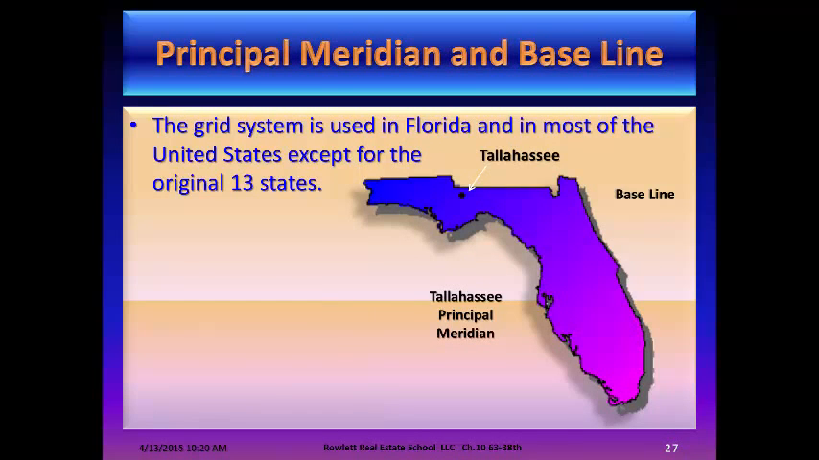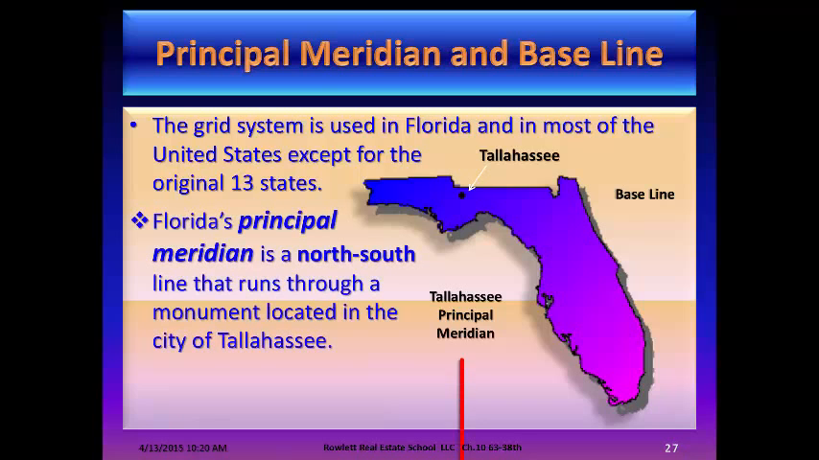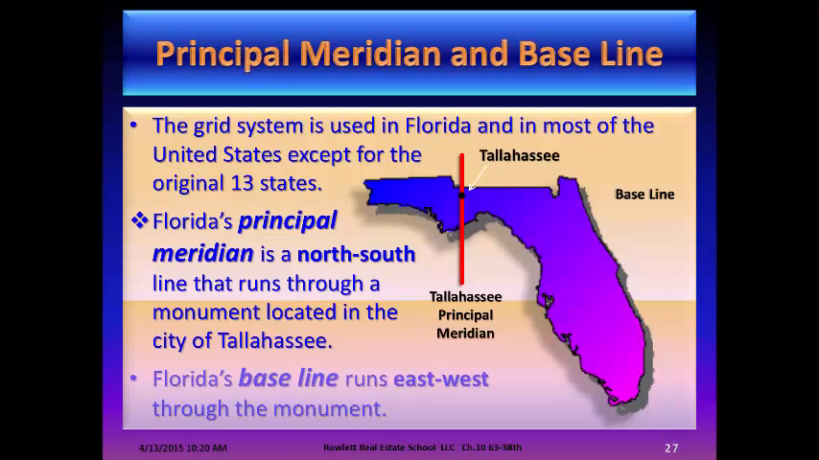The grid system is used in Florida and in most of the United States, except for the original 13 states. Florida's principal meridian is a north-south line that runs through a monument located in the city of Tallahassee. Florida's baseline runs east and west through the monument.